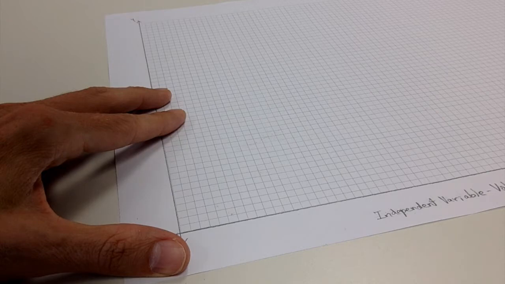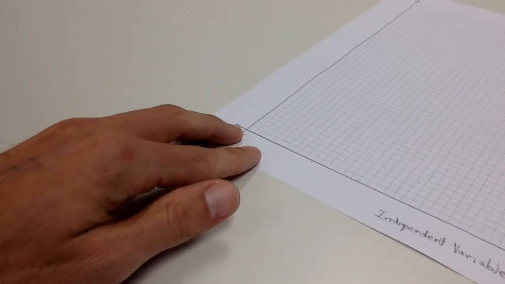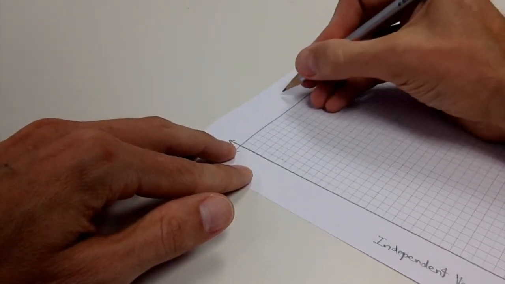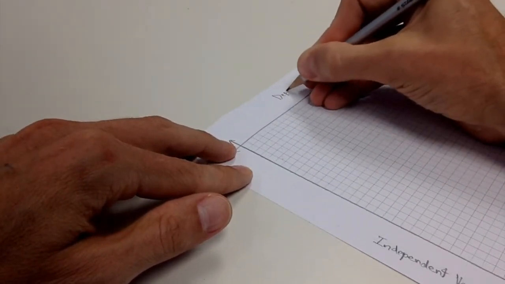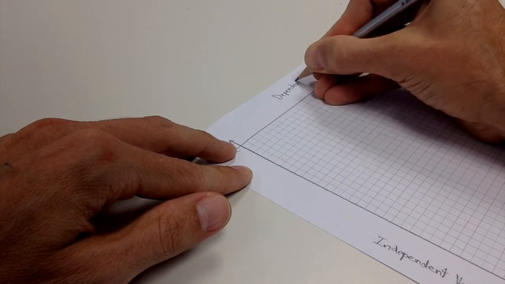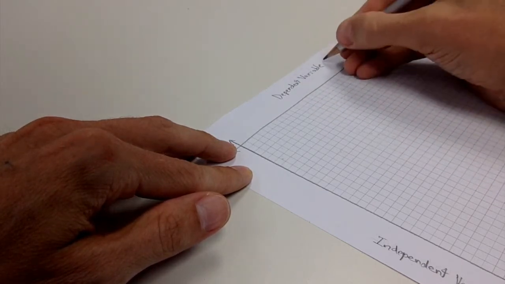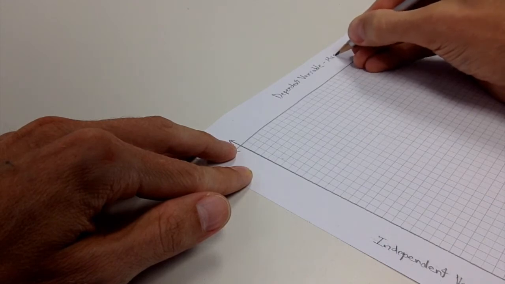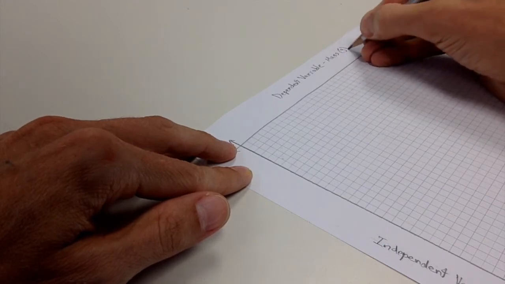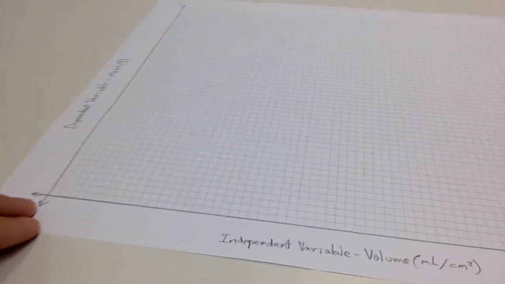Volume is the independent variable because it's the one that we're going to look at and see how it changes to see if it affects the dependent variable, which is the mass. On the y-axis, that's the vertical one, scientists write the dependent variable. Now, again, they don't write dependent variable on there. We're going to do it just to help us learn. And our dependent variable is the mass, parentheses, grams, which is the units.